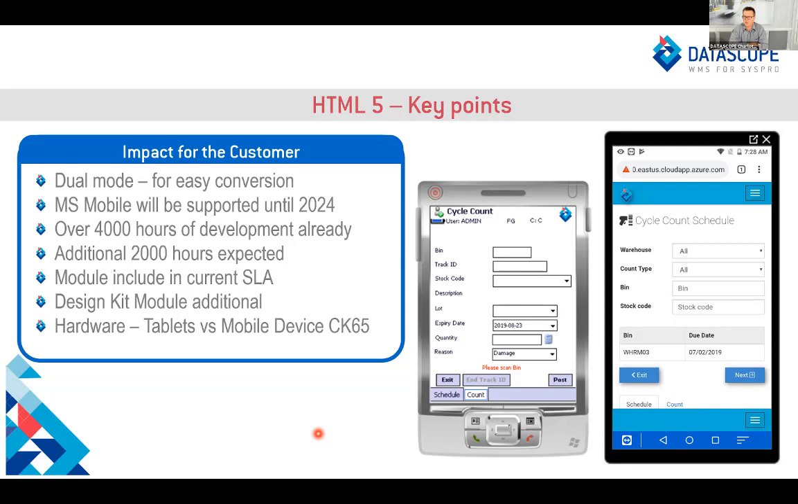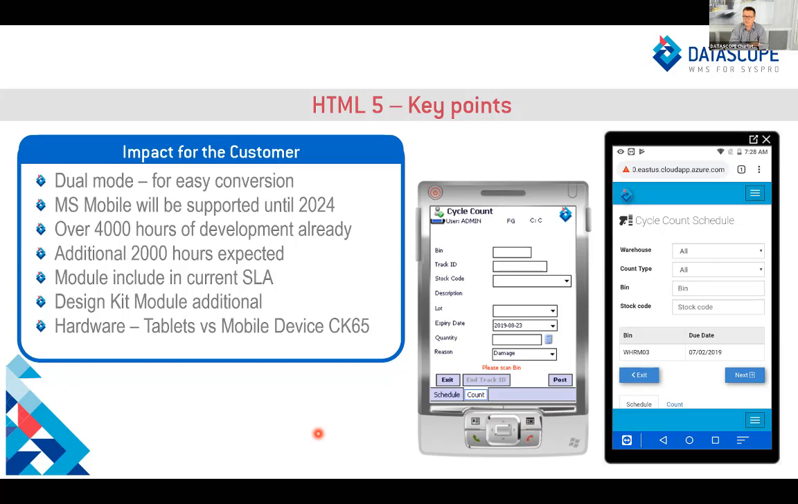In terms of our current Windows platform, the Microsoft platform, Mobile 6.5, that will still be supported until 2024. So don't panic that you're going to suddenly have to buy all your new scanners. Over the next 4 years, we will still support that.